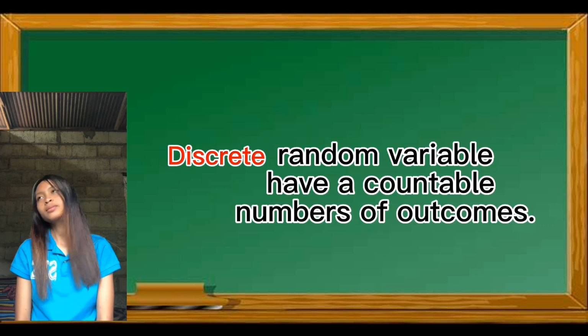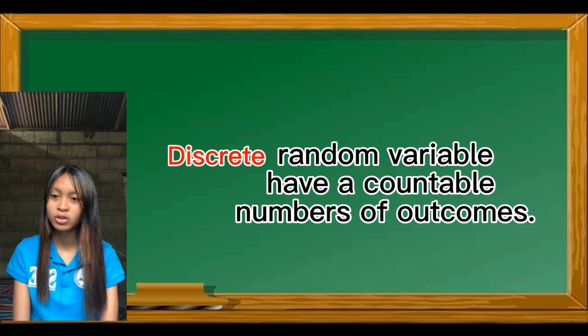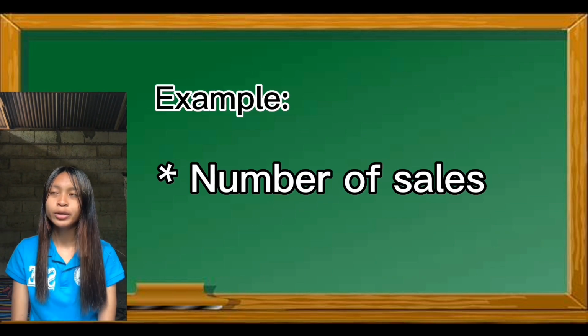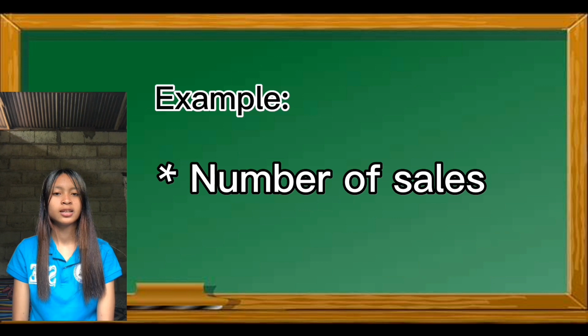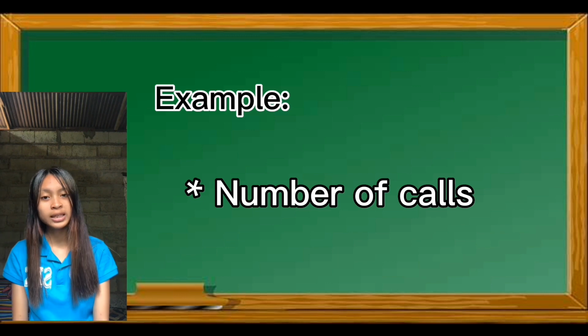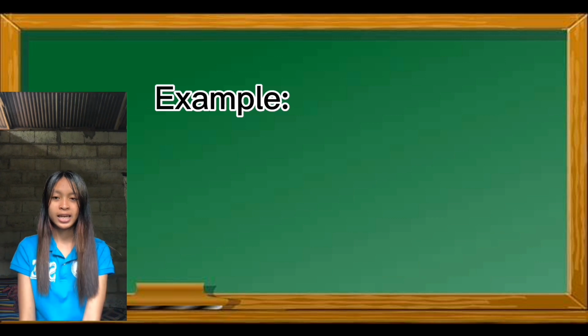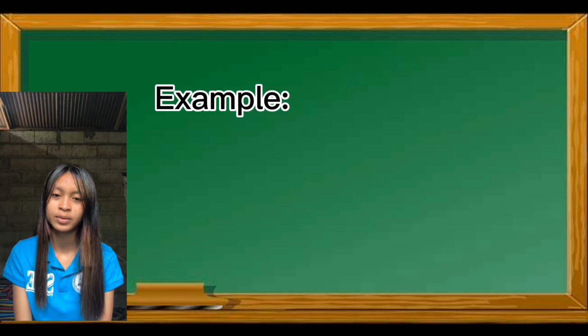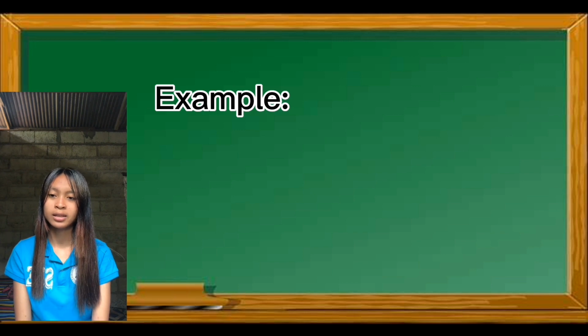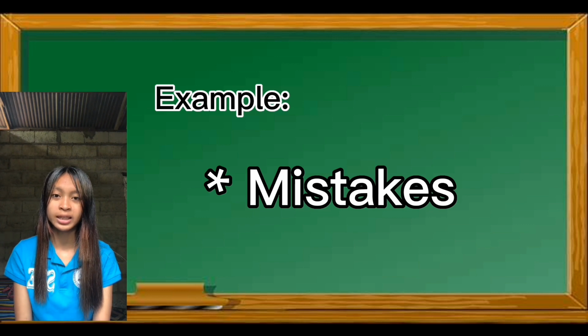A discrete random variable has a countable number of outcomes. For example, number of sales, so it's discrete. Number of calls, it's obviously discrete. Shares of stocks could be discrete because when you talk about shares of stocks, it should be a whole number. Let's say I have 10 stocks in the market. And the last example is mistakes. We can count, for example, the mistakes on a test paper.